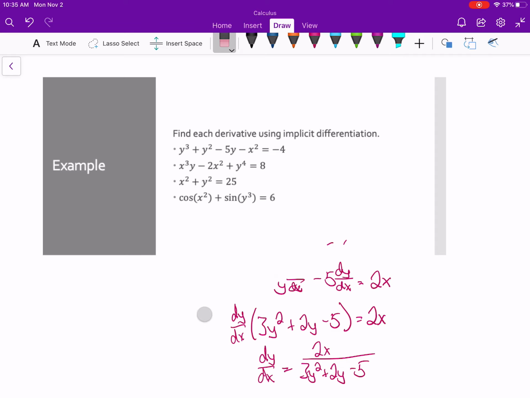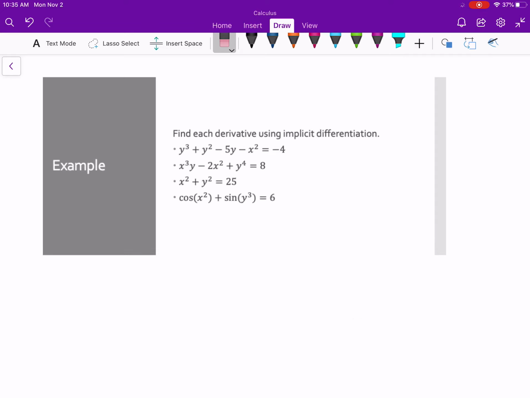All right, let's do the next one. Let's find the derivative. This first part, x cubed y, is a product rule. So we have 1d2, which is dy dx, plus 2d1, so the derivative of x cubed is 3x squared. And then the derivative of negative 2x squared is minus 4x. The derivative of y to the fourth is plus 4y cubed dy dx. The derivative of 8 is 0.